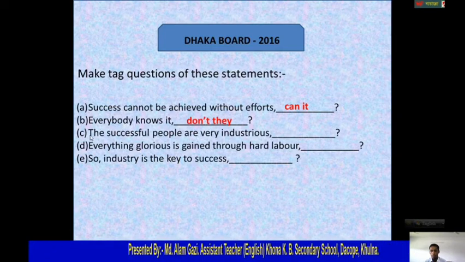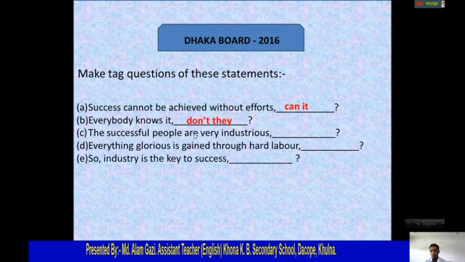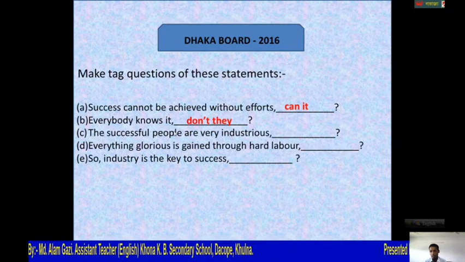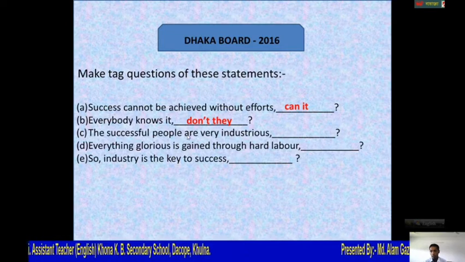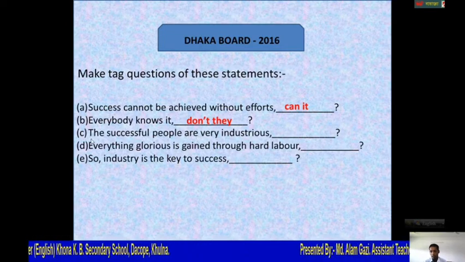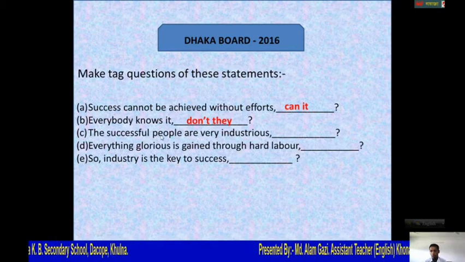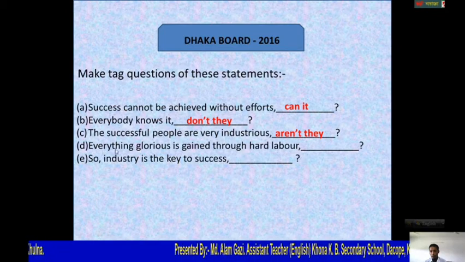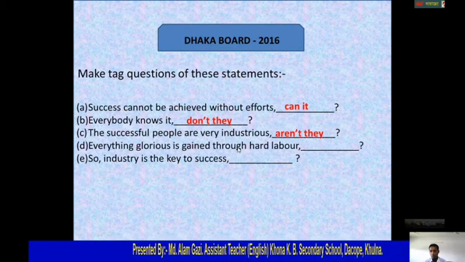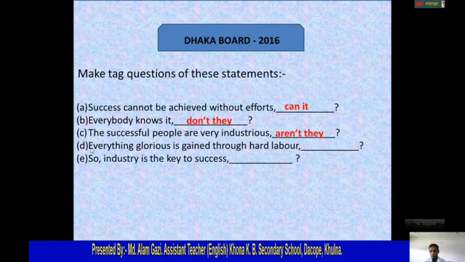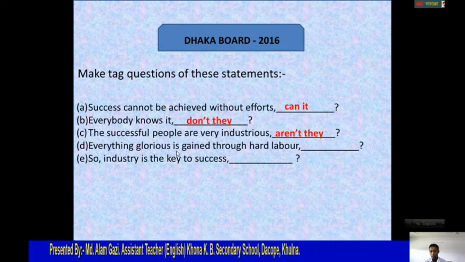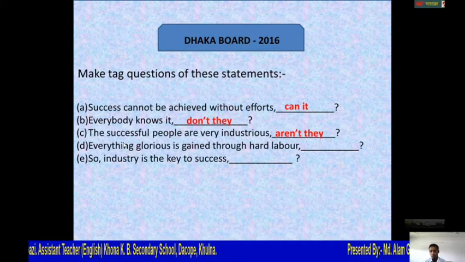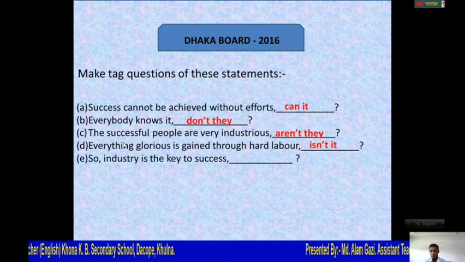Question C. The successful people are very industrious. In this sentence, we see an auxiliary verb are and the subject is plural. So, tag question will be aren't they. Question D. Everything glorious is gained through hard labor. In this sentence, we see an auxiliary verb is and everything is used as subject. So, tag question will be isn't it.